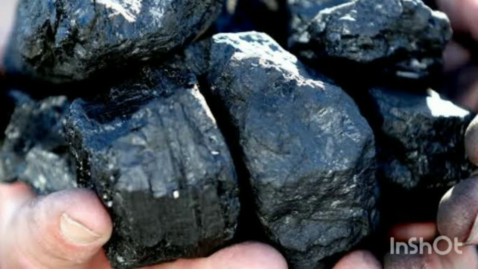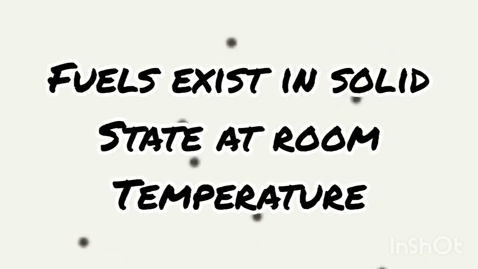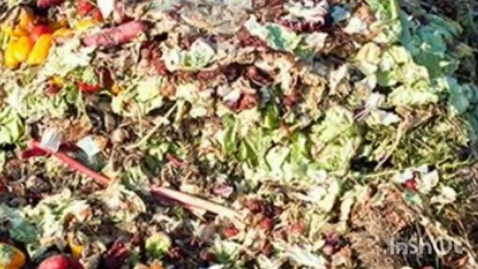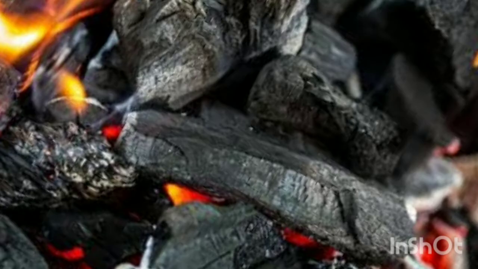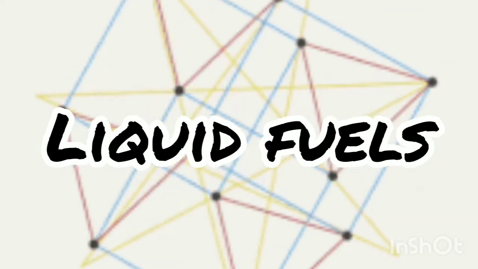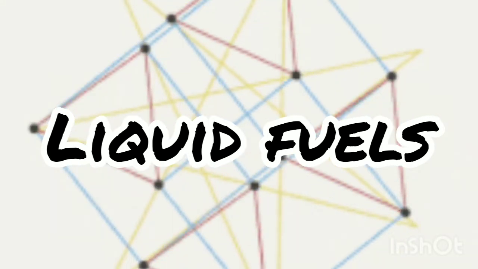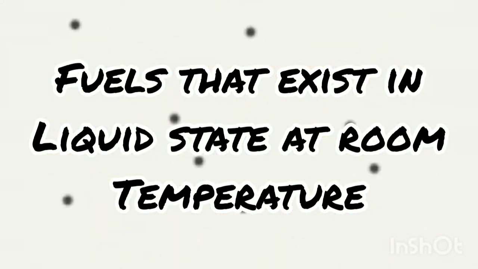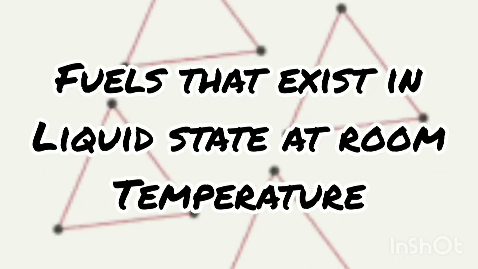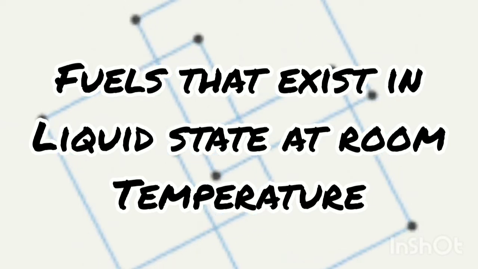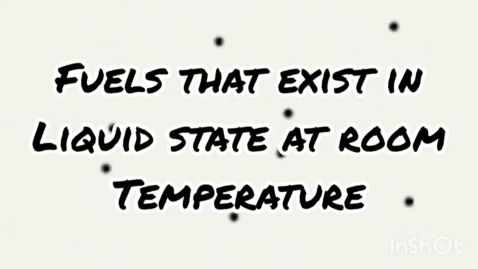So what are solid fuels? Fuels that exist in solid state at room temperature are called solid fuels. Example: wood, charcoal, cow dung cakes, agricultural waste, coke, and coal. Okay. The next type is liquid fuel. What are liquid fuels? Fuels that exist in liquid state at room temperature, that is, the fuels exist like water. So fuels that exist in liquid state at room temperature are called liquid fuels.